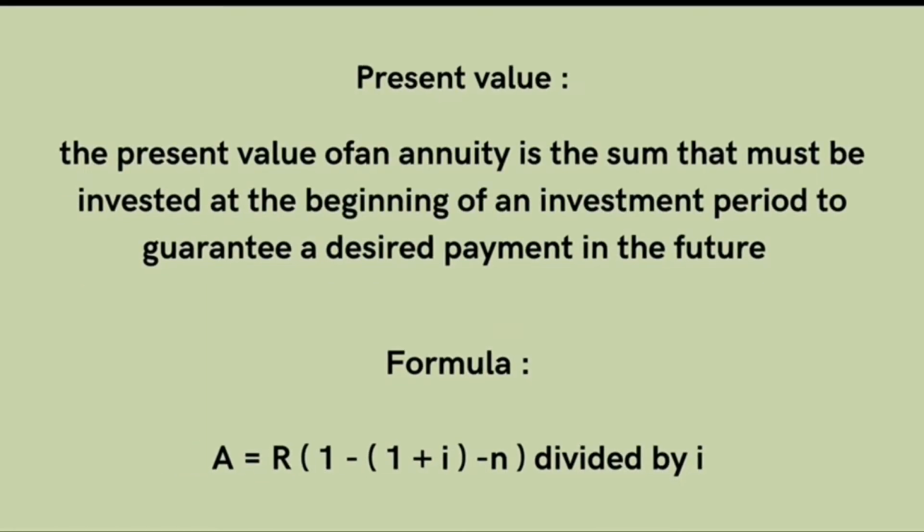The present value of an annuity is the sum that must be invested at the beginning of an investment period to guarantee a desired payment in the future. The formula for present value is A = R[(1 - (1 + i)^-n) / i].